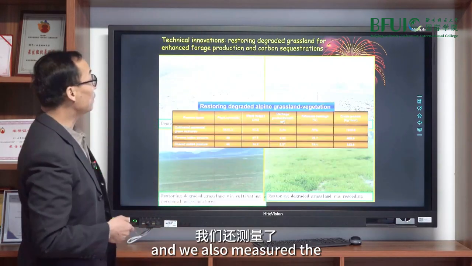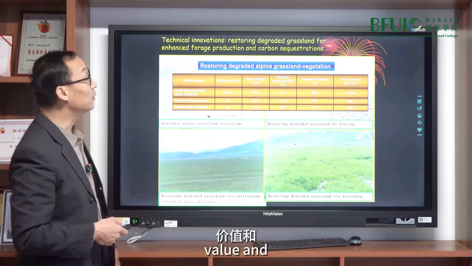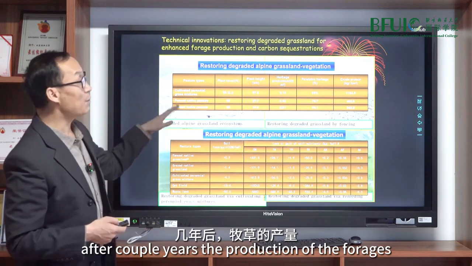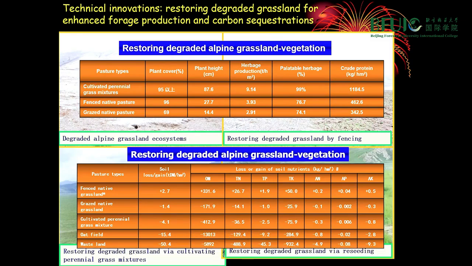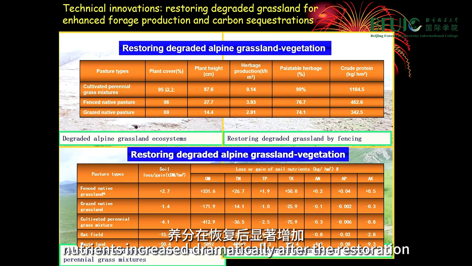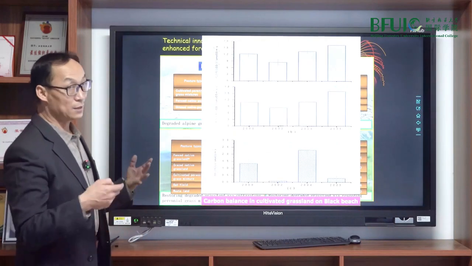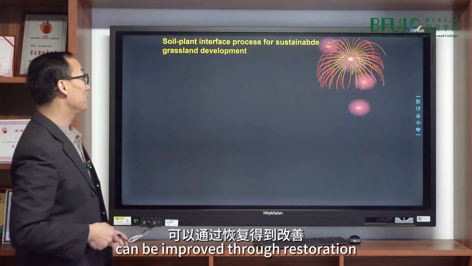And we also measured the productivity value and the ecological service value. We found that after a couple of years, both the production of forages and the soil erosion control increased dramatically, and soil nutrients increased dramatically after the restoration. So we can say that the ecosystem services and functions can be improved through restoration.